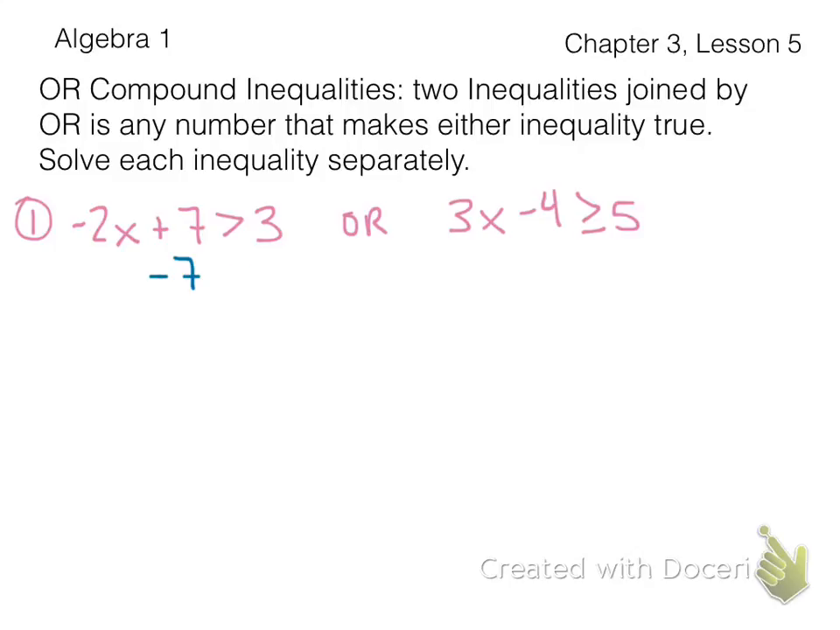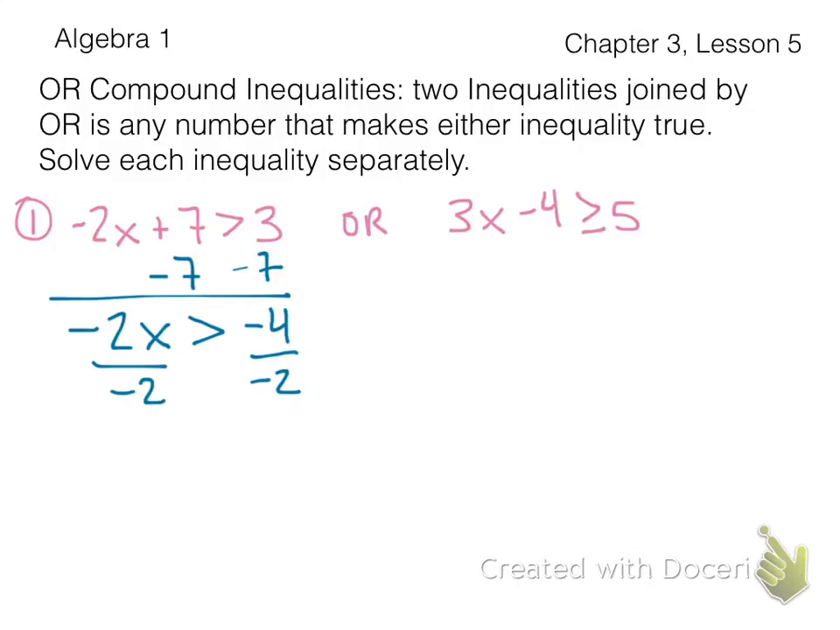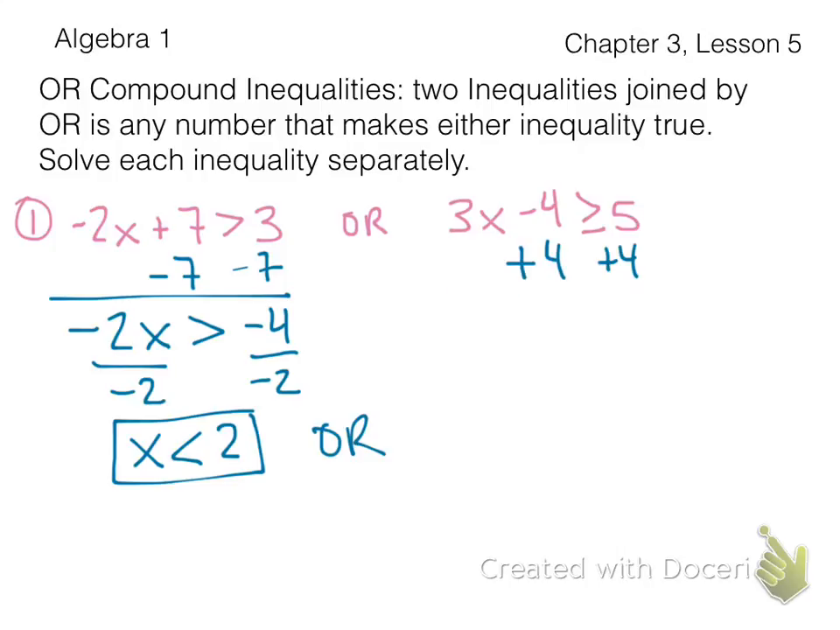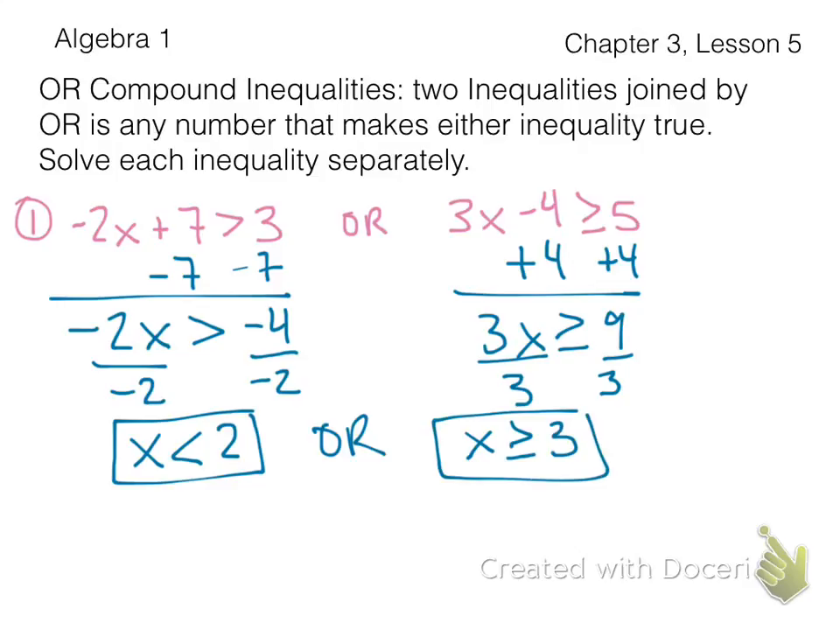So I'm going to minus 7, that's negative 2x is greater than negative 4, divide by negative 2. I divided by a negative number, so I have to switch the direction of the inequality, and that gives me x is less than 2. So basically I'm just simplifying. All right, other one. Add 4, 3x is greater than or equal to 9, divide by 3, x is greater than or equal to 3. So now it is time to graph.